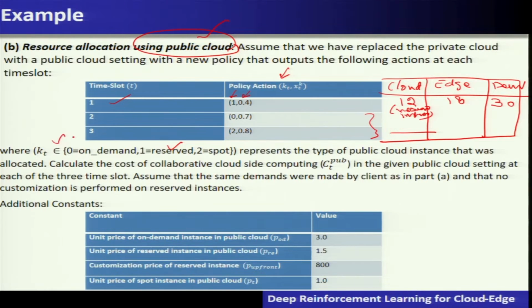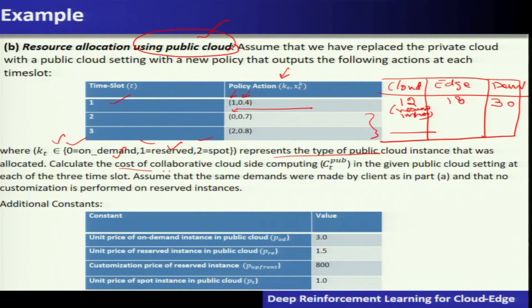That is what is simply explained by the parameter kt, which takes three different values: 0, 1 and 2. So 0 means on demand. The second example is of 0, where 0 means an on demand instance of the public cloud will be used in this policy action. This type is called parameterized, and it is the public cloud instance that was allocated.